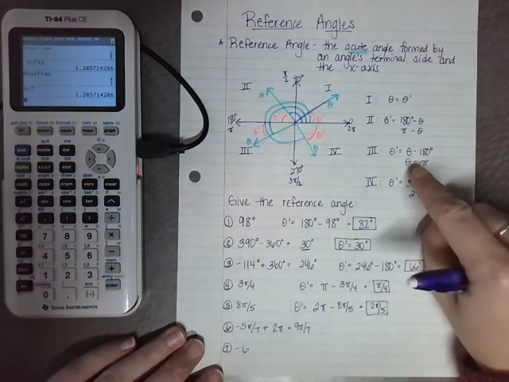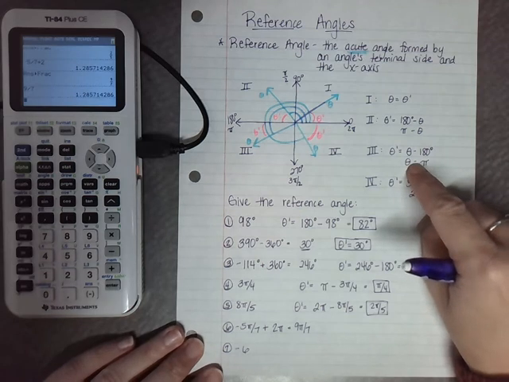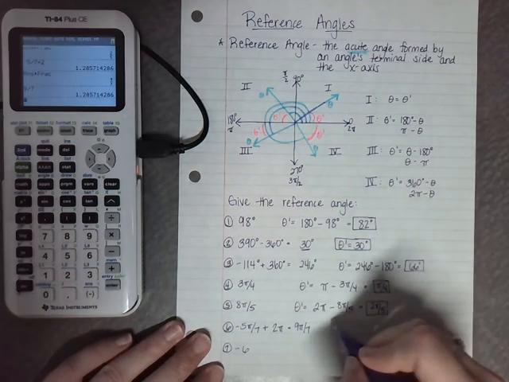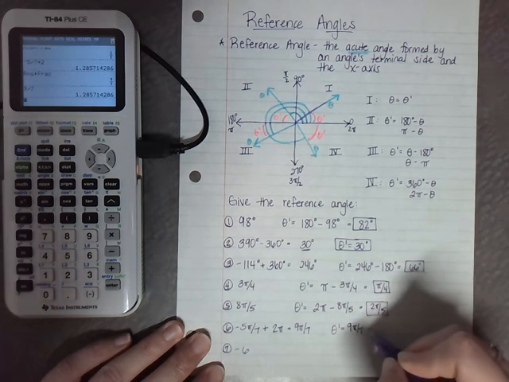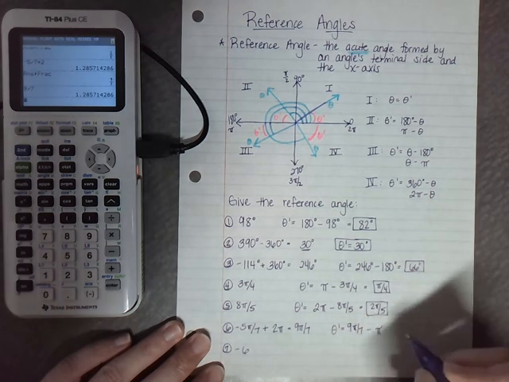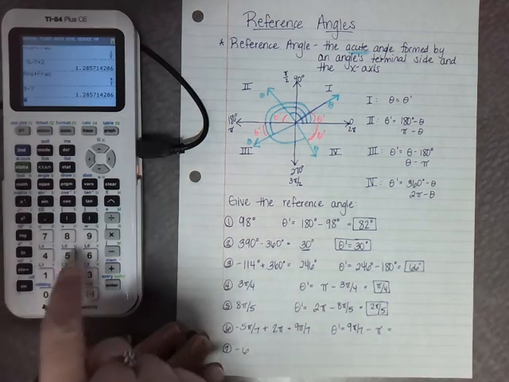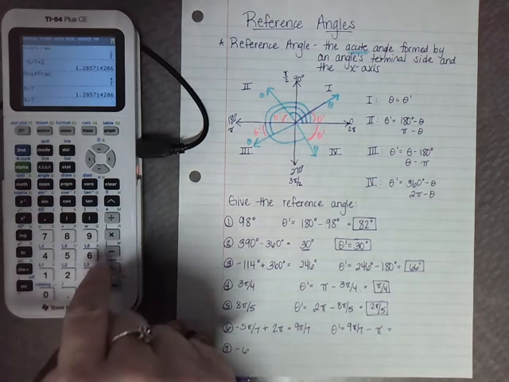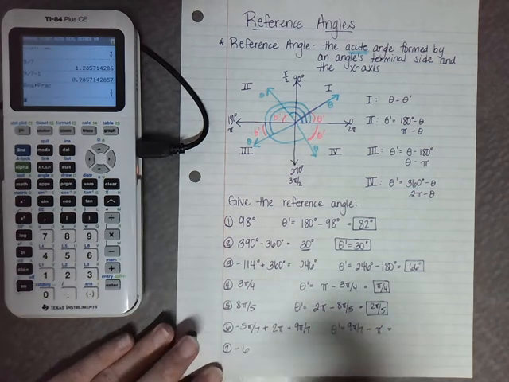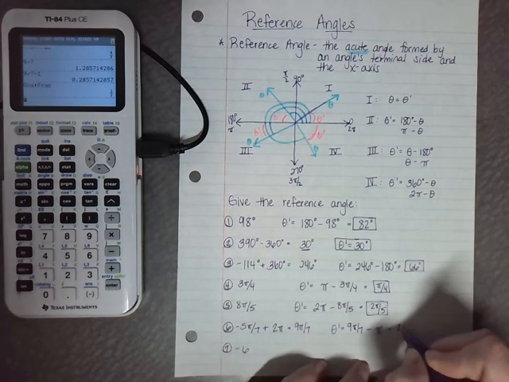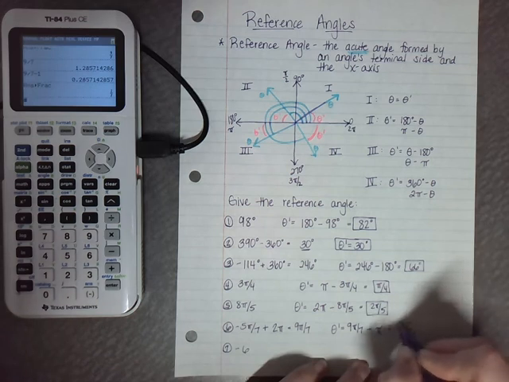Okay, if we're in quadrant 3, we want to do theta minus pi. So to get theta prime, our theta is 9 pi sevenths, and we want to take away 1 pi. So when you type that in your calculator, you're doing 9 sevenths minus 1, and change that to a fraction, and you get 2 sevenths. So 2 pi sevenths is the reference angle.